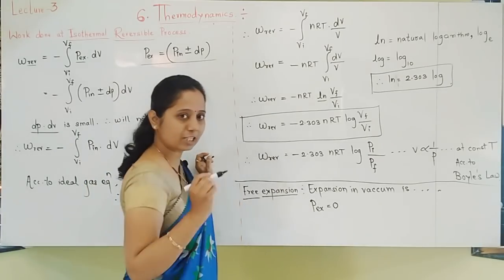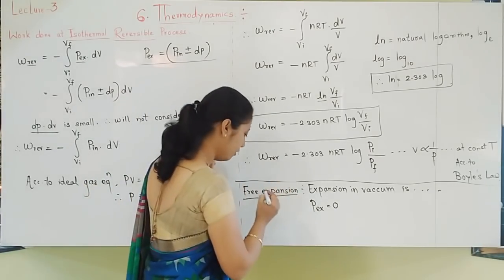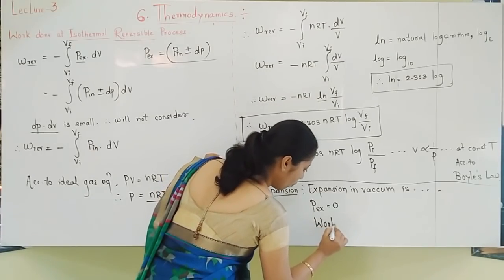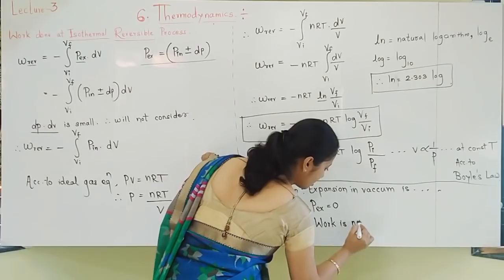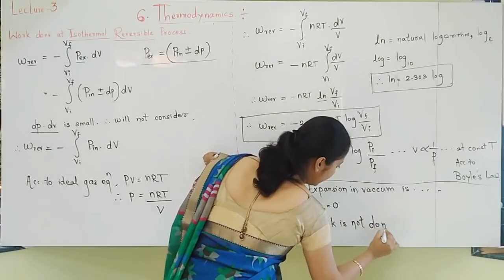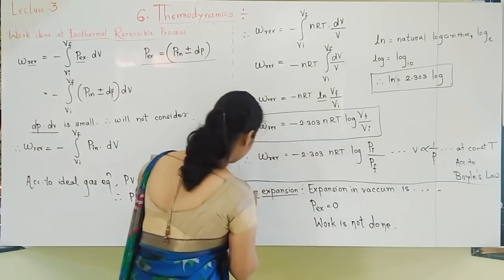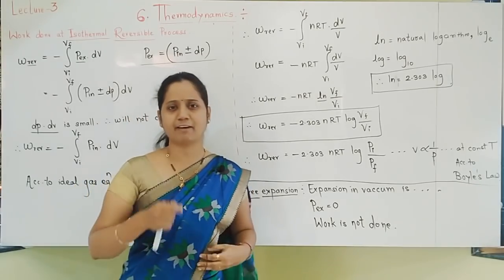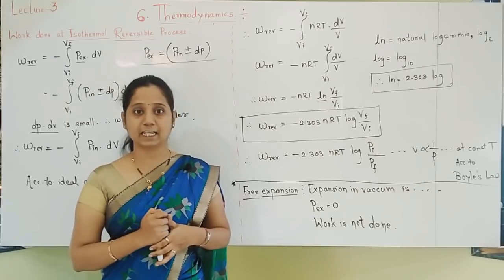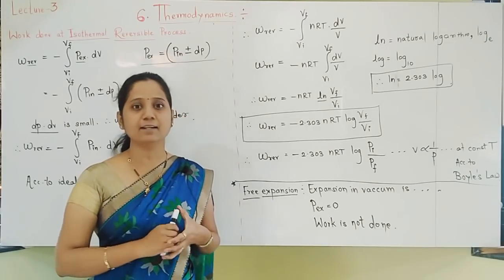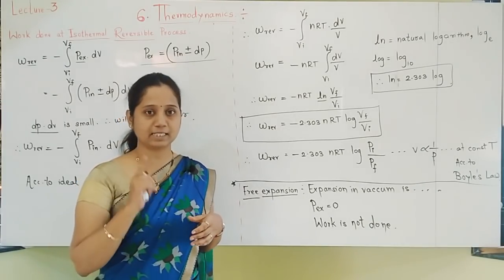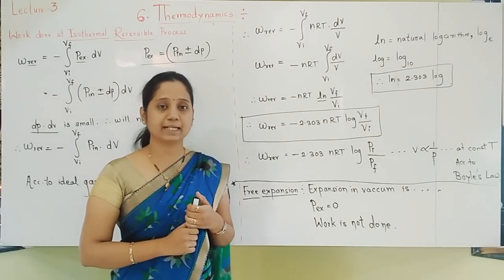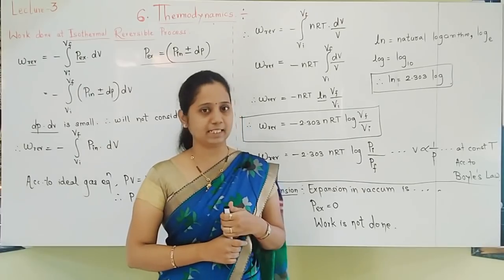P external you should consider as 0, and always in free expansion work is not done. Students, write down these things again, very important, properly. Because problems will be asked, and at that time they will use one word, vacuum, or say free expansion is taking place. Immediately you should understand that external pressure you should take as 0, and of course work will never be done. Okay. So let us solve some problems based on these formulas.